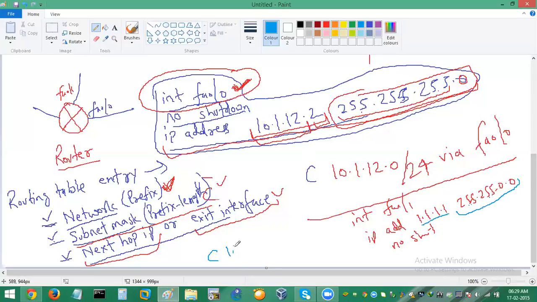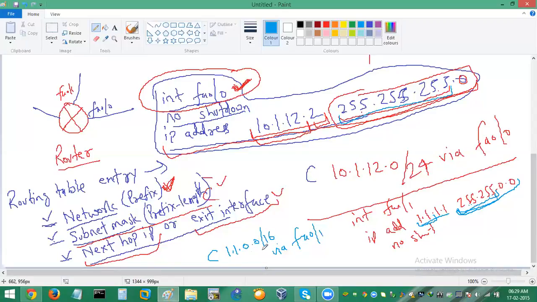So I'm going to install 1.1.0.0, because only the first 2 octets are 255. So the first 2 octets are going to be my network part and the rest of the 2 octets are going to be my host part. So 1.1.0.0/16 this time. Previously I installed /24 because that was 255.255.255.0. Here I have only 16 bits in the subnet mask, so I have /16. Then this will be via FA0/1.